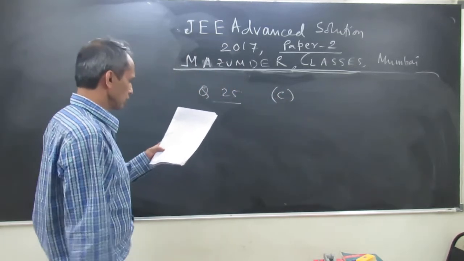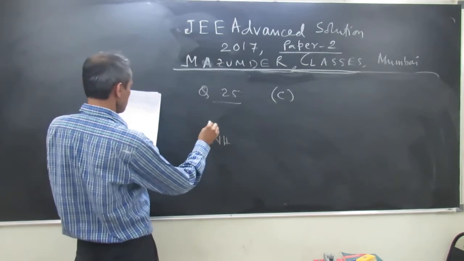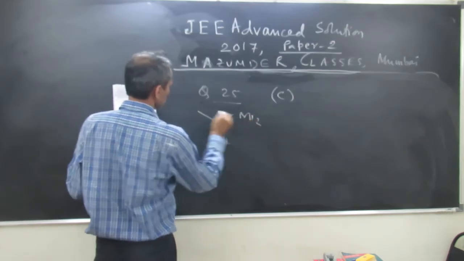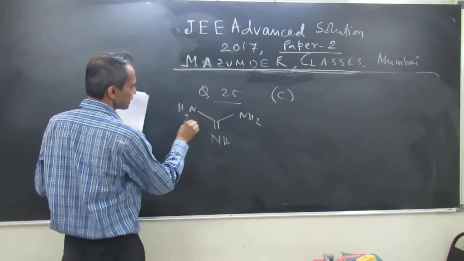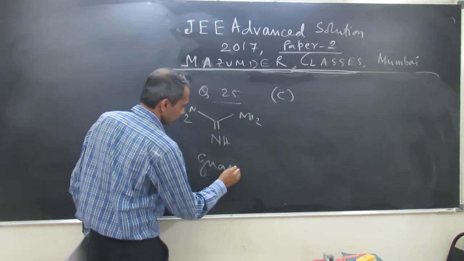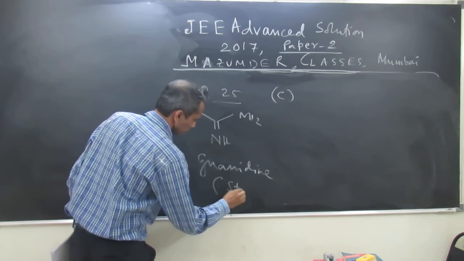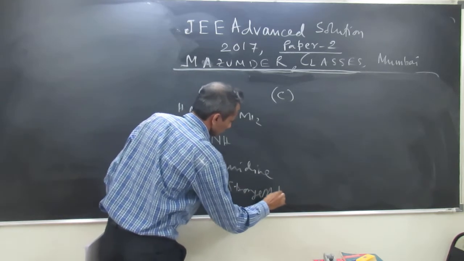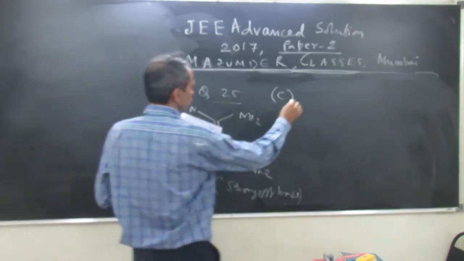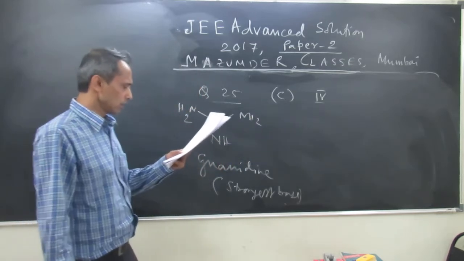Why? Because see, the strongest base, guanidine, has been given over here: C double bond NH, with NH2 and NH2. Everybody knows this is called guanidine, the NEET level preparation. It is the strongest base in organic chemistry. Obviously, this is the strongest base, so this is option 4, and it will be at the topmost basicity.